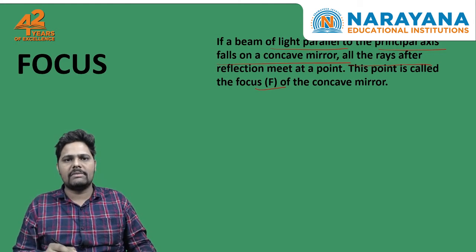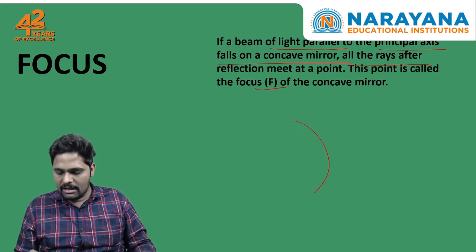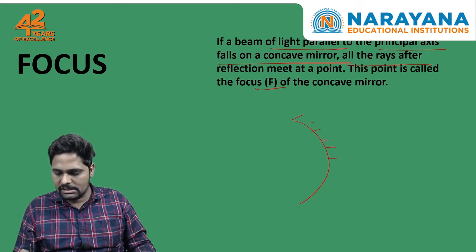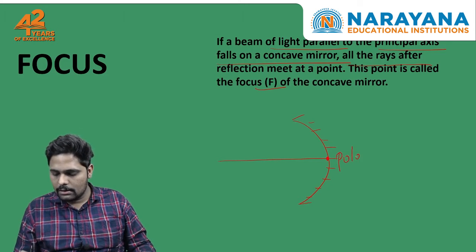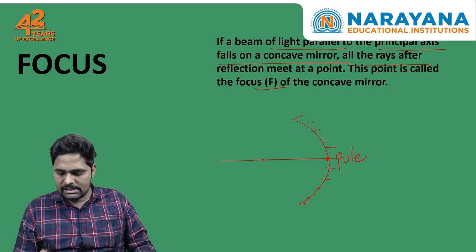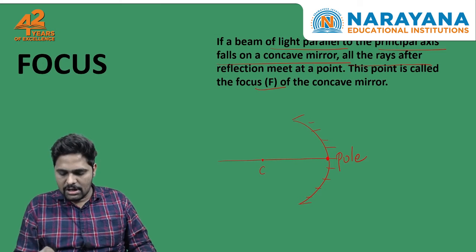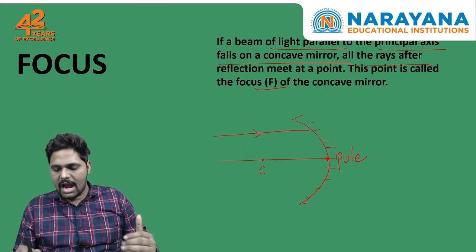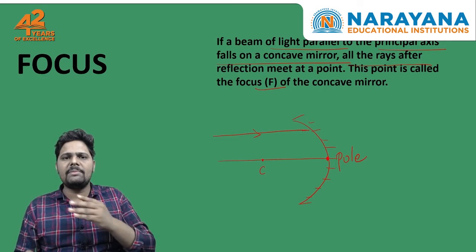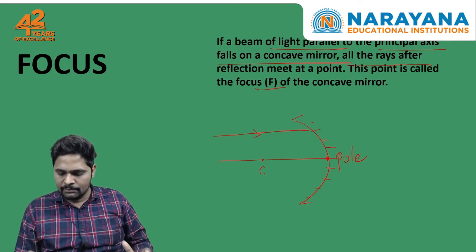For example, diagrammatically, if I take a concave mirror, this is a concave mirror, I have drawn it. This is the principal axis. The center of the mirror is called the pole, and this is called the center of curvature. The distance from P to C is called the radius of curvature. Now, this is a ray which is passing in this direction, and after touching the mirror, what will happen immediately? It has to reflect back, right? So it reflects like this.